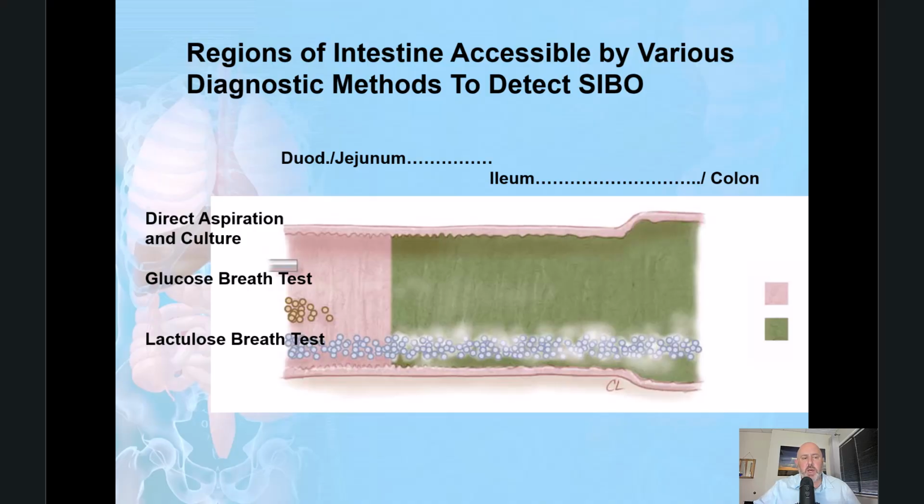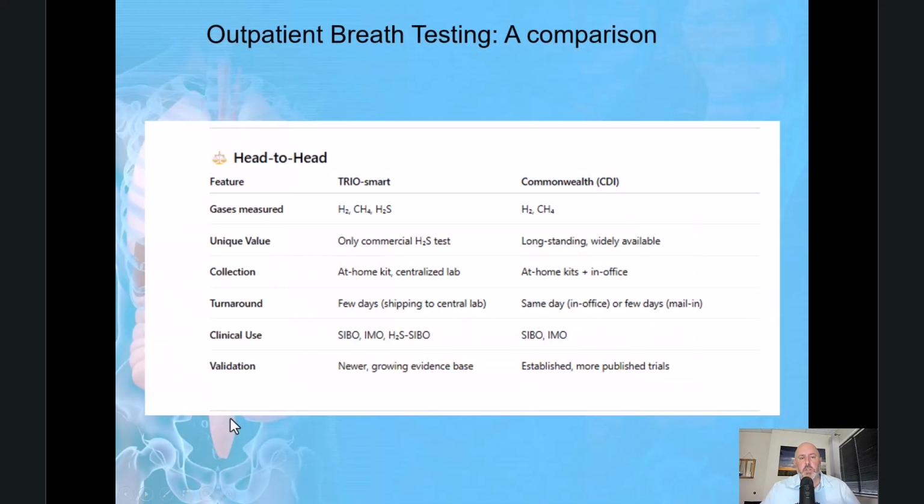You probably will not be offered aspiration or culture at this time, but I imagine there will be some time in the future where smart pills are used to diagnose SIBO. There are 2 commercial tests that are known: the Trio Smart test, which measures all three gases that I've discussed, including hydrogen sulfide, and Commonwealth, which only measures hydrogen and methane.